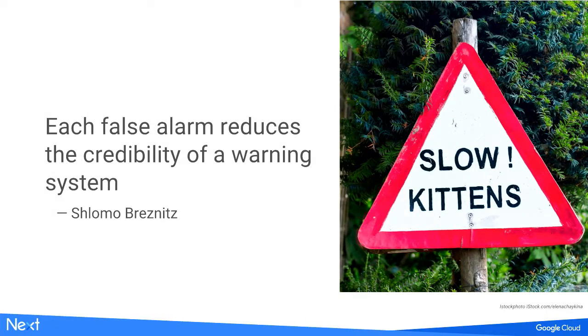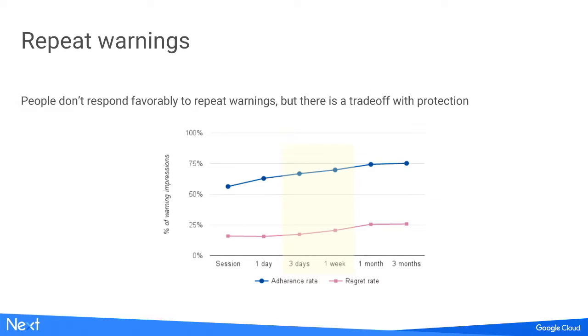This is a fairly old quote from a white paper. Slow kittens. And just to talk about that, we found that people don't respond favorably to repeat warnings. And now we're talking about repeat warnings of the same thing. That's clearly the same thing being repeated over and over again.